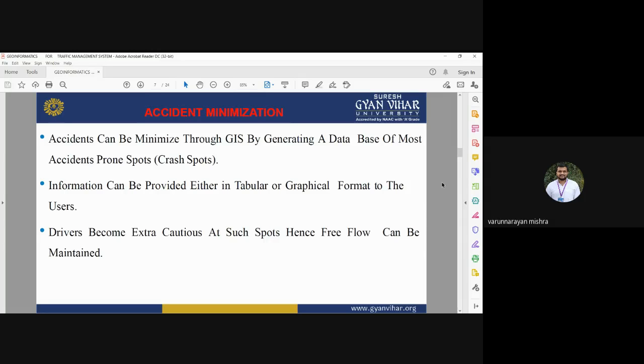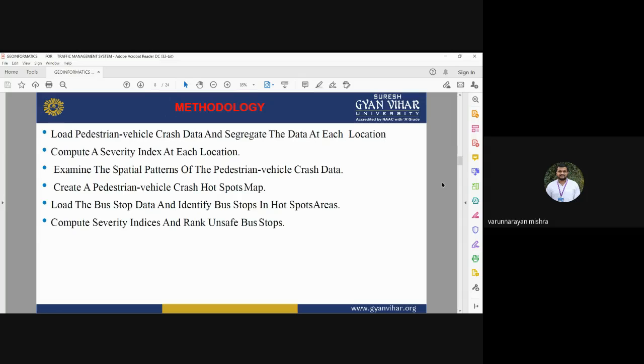Okay, if we tell him beforehand, then it will be good, so that when the driver moves on that road, he will be very careful about driving on that road, because he already knows that this area has a higher probability of accidents. This is the hotspot zone of accidents, so he will be very careful on that road. Okay, so this is the role of accident minimization.